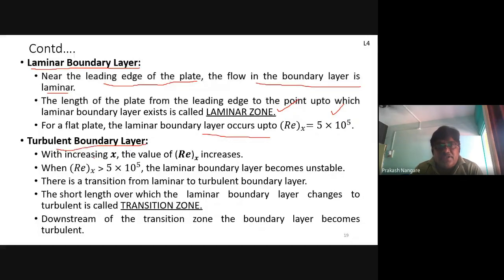With increasing value of x, that means the distance, the value of the Reynolds number also increases. Of course, the Reynolds number goes on increasing, and it is always greater than the earlier one observed with the laminar boundary layer. And the laminar boundary layer becomes unstable in these situations. Therefore, the transition from laminar to turbulent boundary layer has to be observed. So the short length over which the laminar boundary layer changes to turbulent is called the transition zone. And downstream of the transition zone, the boundary layer becomes turbulent.